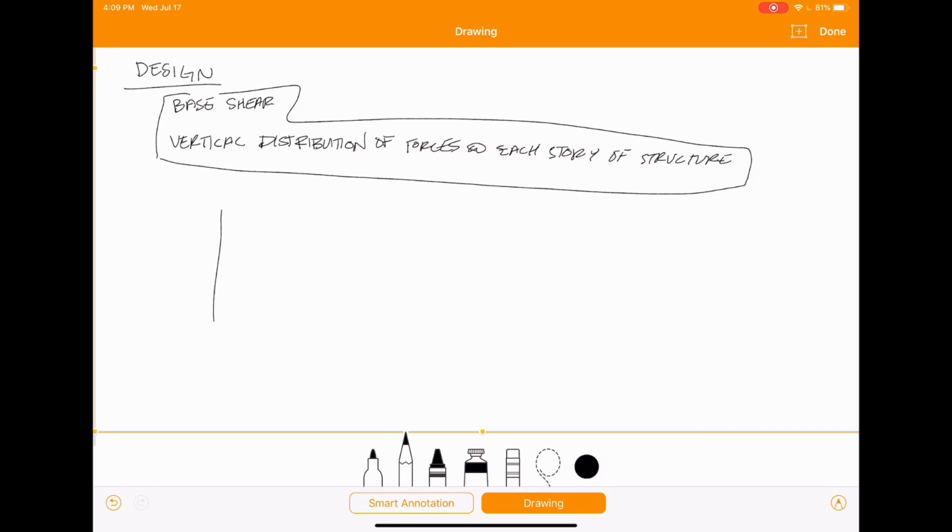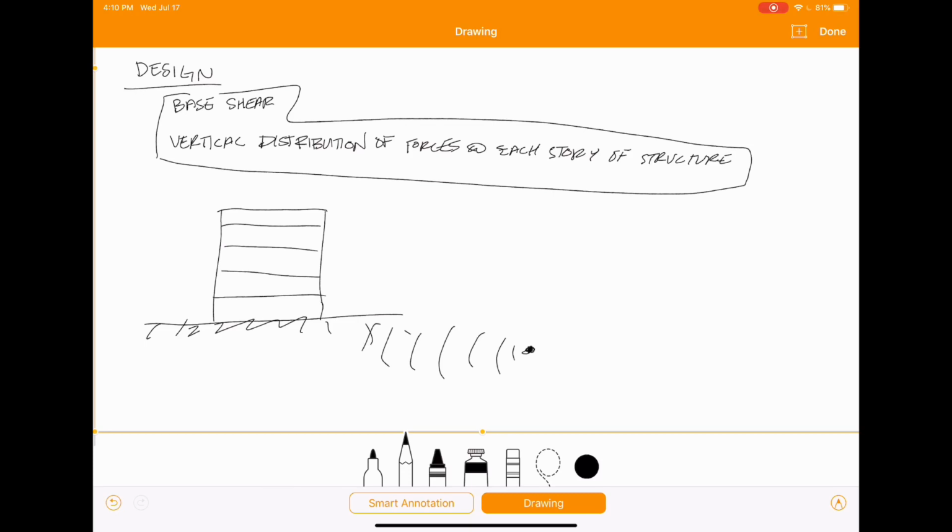So if we have some building, give it some floors, and there's some earthquake over here, and those waves are propagated out to this building, and this building is then going to shake.